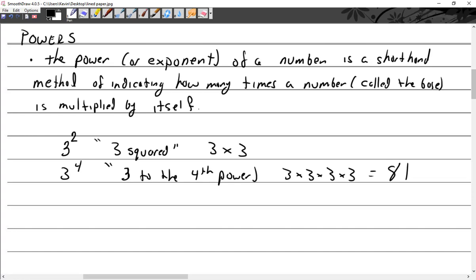Oh, we can go in the middle. How do I say this one? What is that? 2 cubed. Which is what? 8. Not the answer. What is it written out? 2 times 2 times 2.